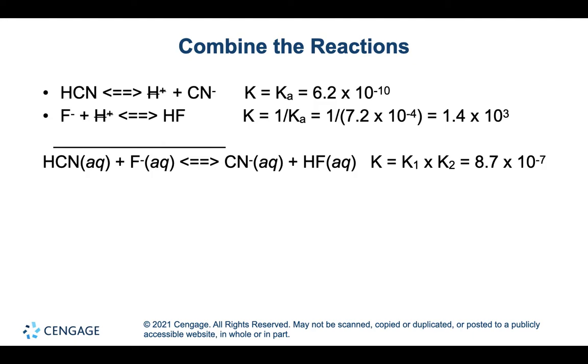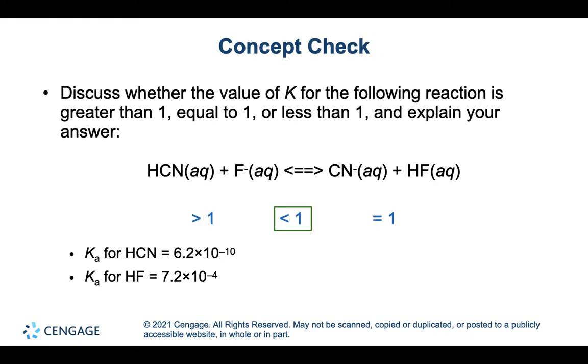Now if we look at that, we cross out the H pluses, add those two together, and we get that reaction: HCN plus F minus yields CN minus plus HF. If you add two reactions to get another reaction, you multiply their Ks. So we take the first K, 6.2 times 10 to the minus 10, times the second K, 1.4 times 10 to the third. You get the K for this reaction is 8.7 times 10 to the minus 7, which reinforces our previous conclusion that the K would be much less than 1, because it would prefer to lie to the left and not go to the right when it reaches equilibrium.